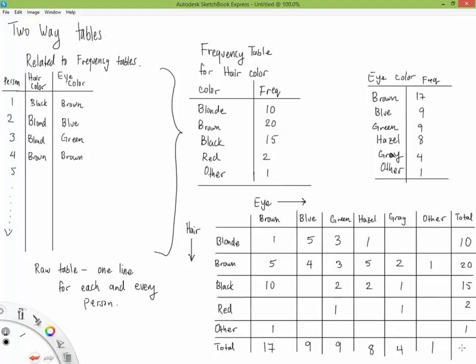Yeah, 48, right? Okay, and so you can imagine having 48 rows in this table or something like that. Okay, so this down here is a two-way table because there are 2 variables, right? We have hair color and eye color.